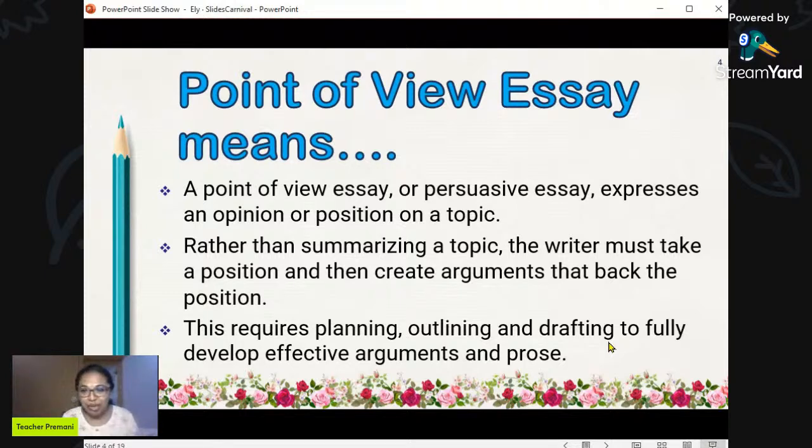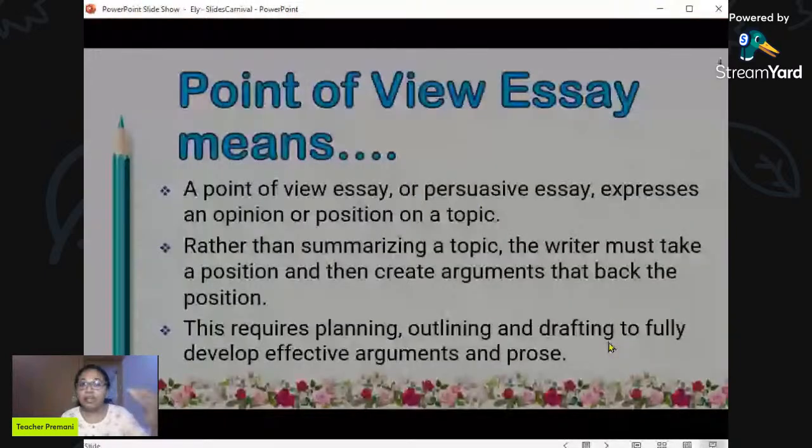Okay, so definitely you got to plan it out, because it's a point of view essay. You must know for the first paragraph content, what should you write, second content, third content, you should plan it out. Okay, so that is the rough idea about what a point of view essay is.